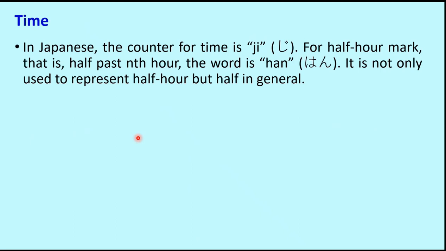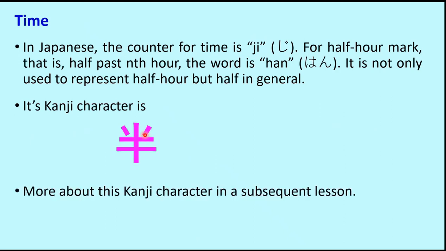Now that was a complete hour. For the half hour mark, that is half past the nth hour, that is 30 minutes past the hour, how do we represent that? It's represented by han, which means half. Han is not only used to represent half hour, but half in general. It can be anything half. The kanji is this. Again, we shall learn about this kanji in a subsequent lesson. But as you can see here, it's very clear that it divides this whole thing into two parts. So that's why this symbol represents half.